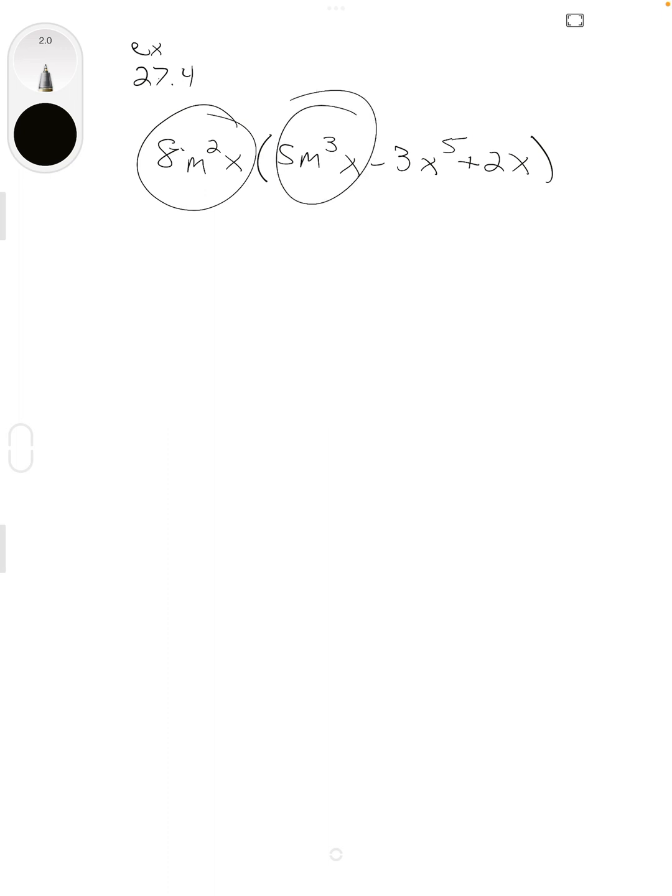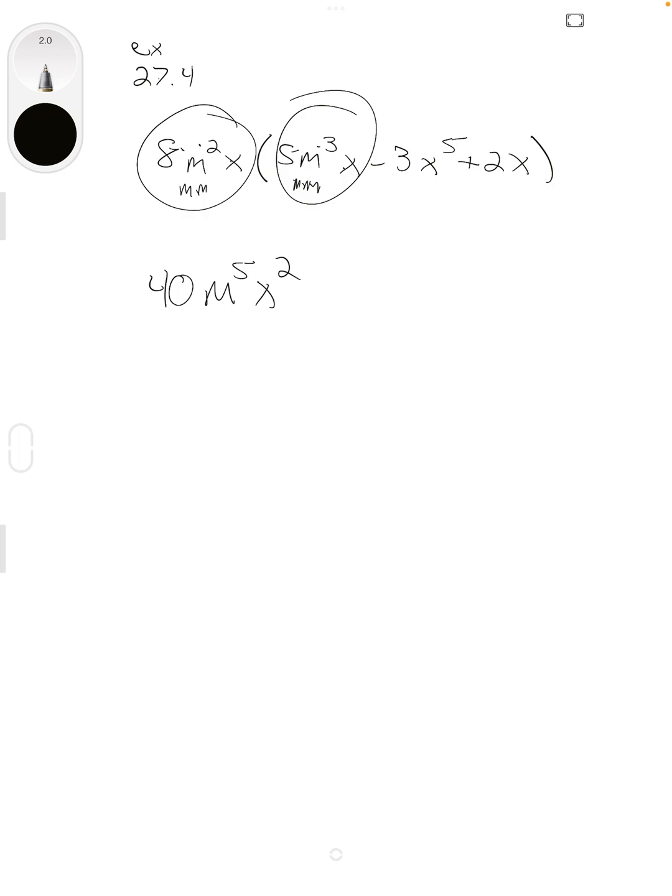Well, this is 8m squared x, parenthesis, 5m to the third x minus 3x to the fifth plus 2x. Okay, so this looks ugly, but it's not that complicated. It is this times this. What's 8 times 5? 40. M squared times m to the third is m to the fifth. Remember, this is just m times m, and this is m times m times m. How many m's? 5 m's. And then x times x, there's two x's, x squared.